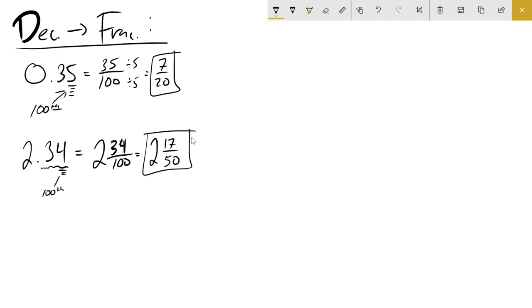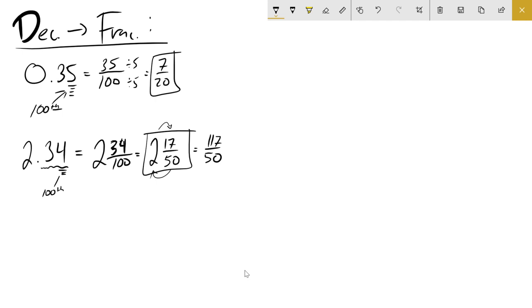You could convert it back into an improper fraction if you wanted, right? Because 50 times 2 is 100, plus 17, so you could technically also write this one as 117 over 50 if you wanted. They're both the same.